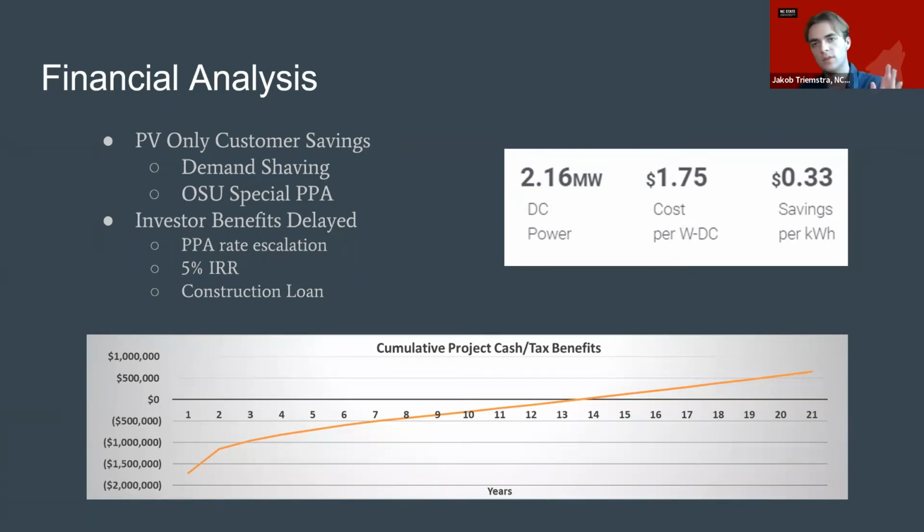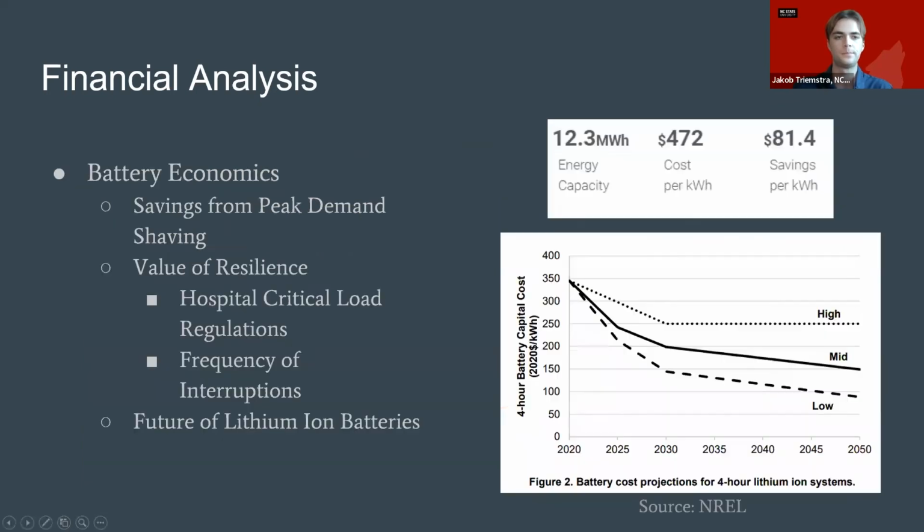And then looking more at the timeline for the investor benefits, due to the PPA rate escalation and the construction loan, a lot of the benefits are delayed towards the end of the life cycle of the project. Our break-even time was 13.5 years. This is specifically for the field. But overall, for the whole system, it's about a $5 million investment for a $2 million return over 20 years. And then, as we alluded to before, our ultimate recommendation was not to include an energy storage system alongside the PV.